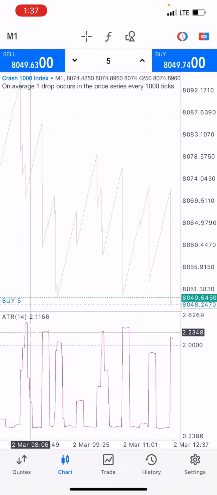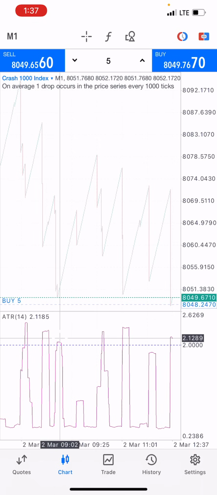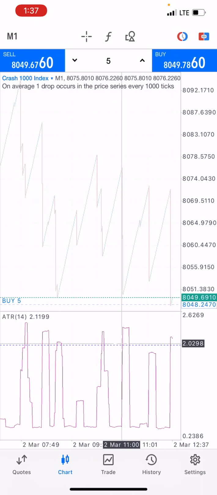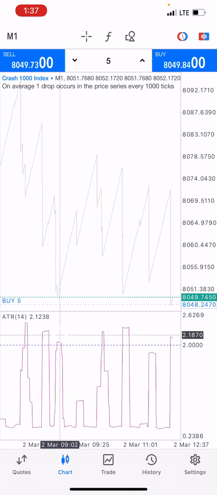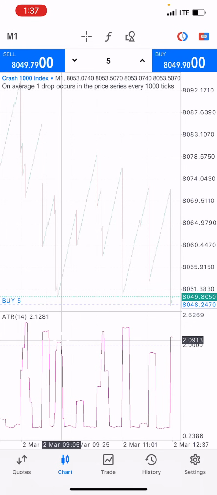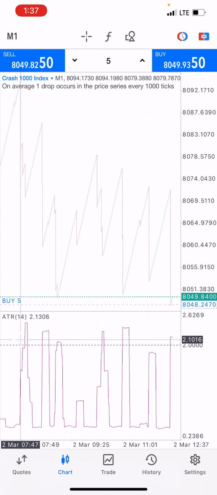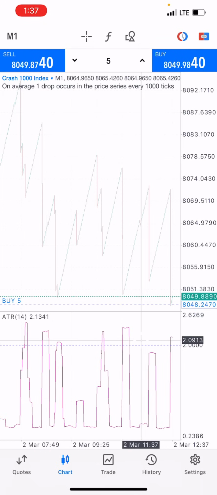Look at the opportunities you had. 1, 2, count with me, guys, 3, 4, 5, 6 opportunities from 7 to 12, which is 5 hours. You had 6 opportunities to take this. And as I'm using 5 lot size now, imagine this is $18, another $18, $18 times 6 times. That's money, guys. I'm just showing you with 5 lot size.